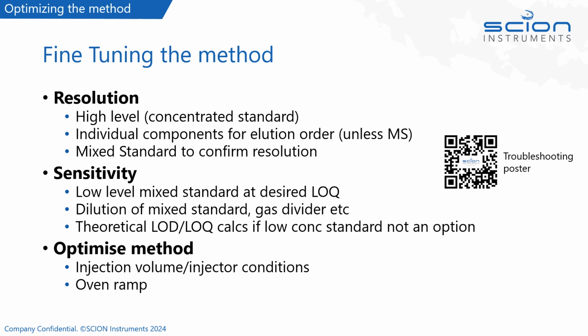So here's another QR code. It's for a GC troubleshooting poster. So it's good to rule out any issues on the system that may be there that are affecting the method, rather than poor method development.